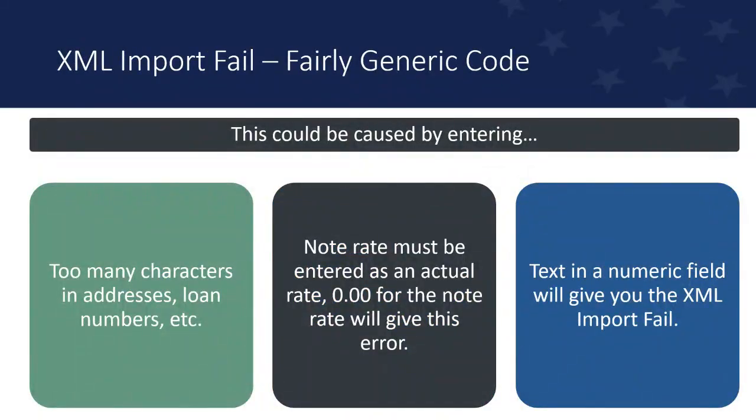If you receive an XML import fail, it's a generic code, but some things to look for would be multiple dependent ages in the same field, that may be an age with a month. You always want to round up. If you have months included in the age, it will fail an import. You must also always input an actual note rate. You cannot use 0.00. And lastly, any text in a numeric field will cause an XML import failure as well.